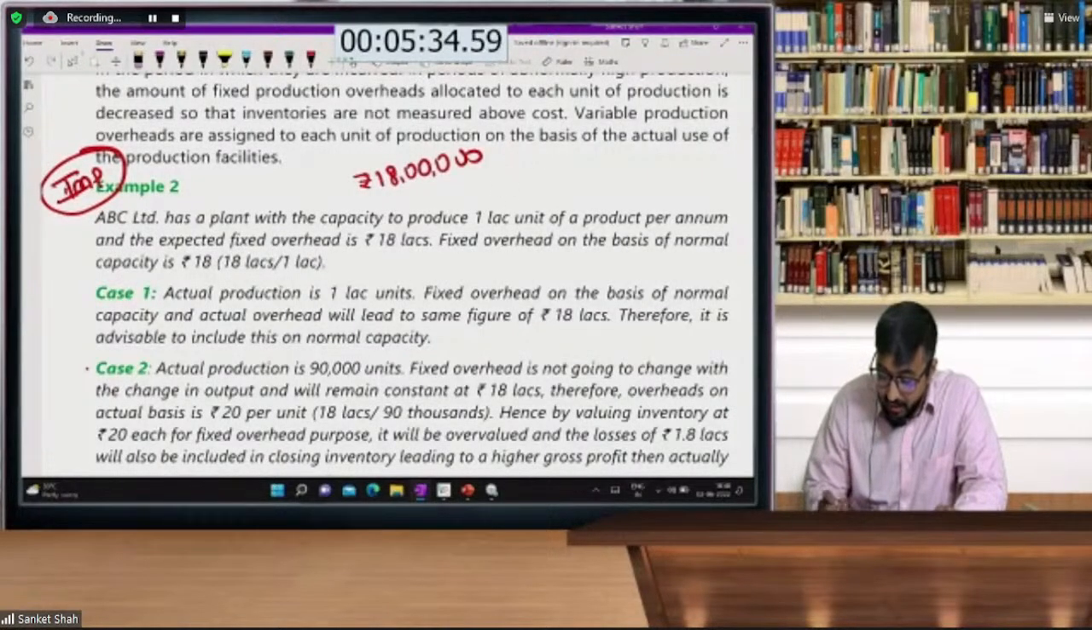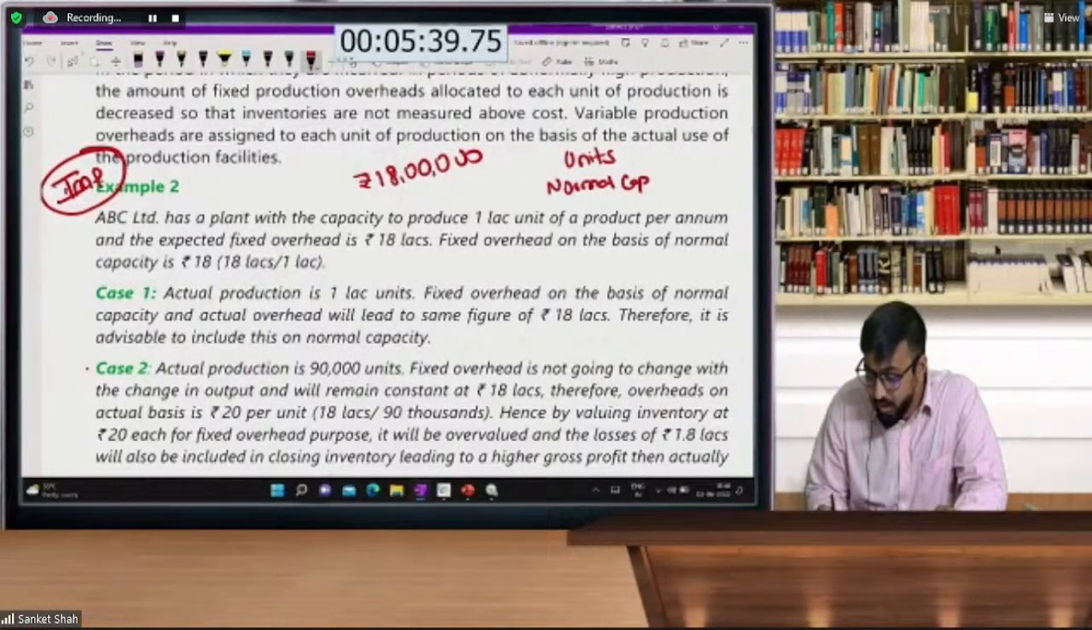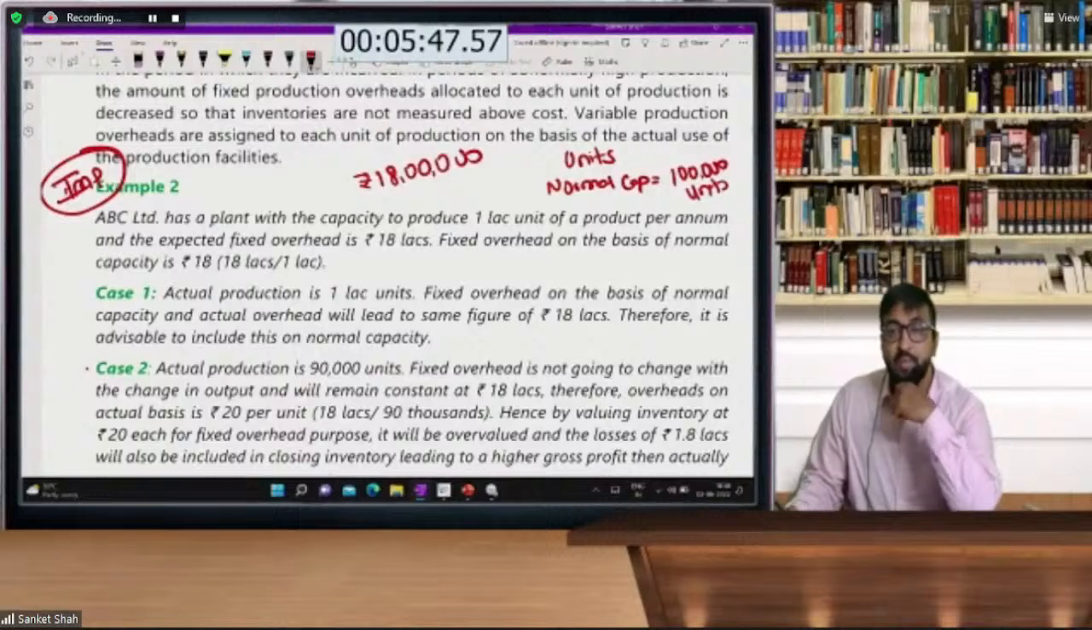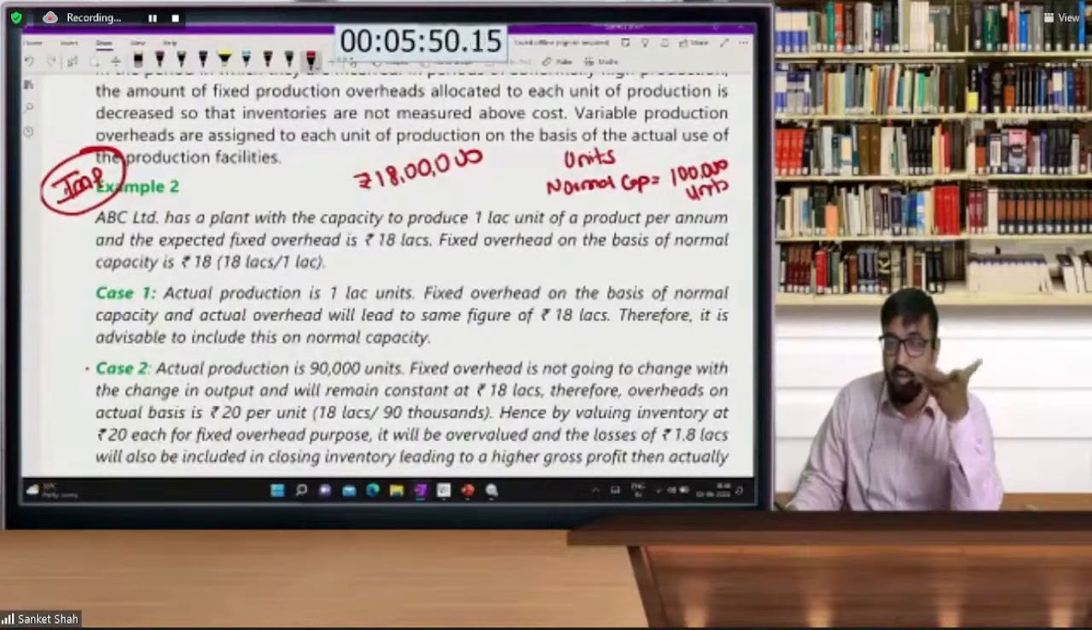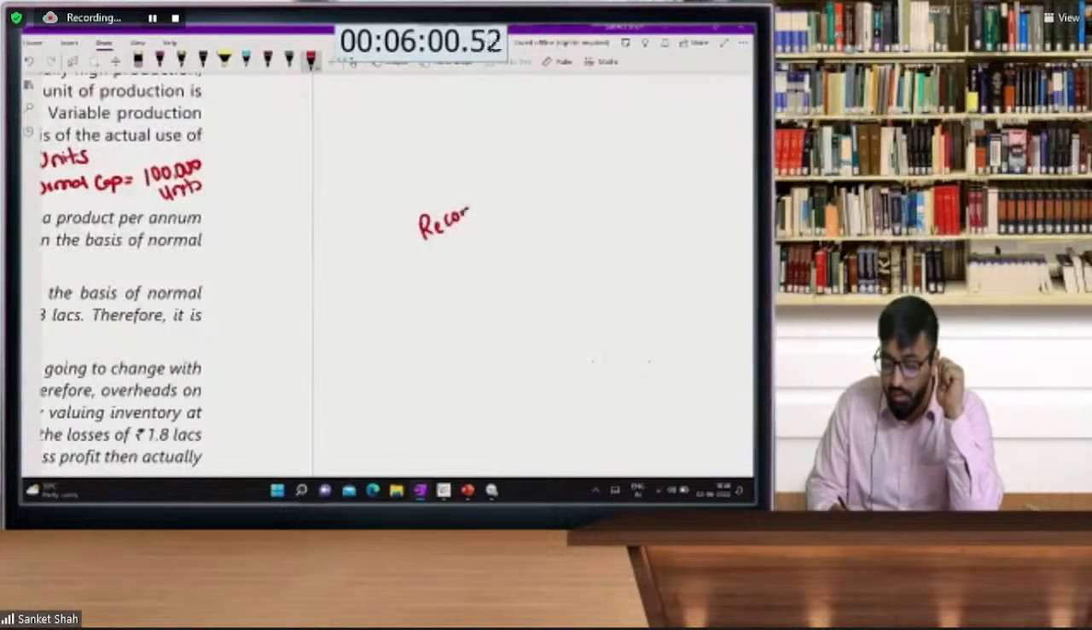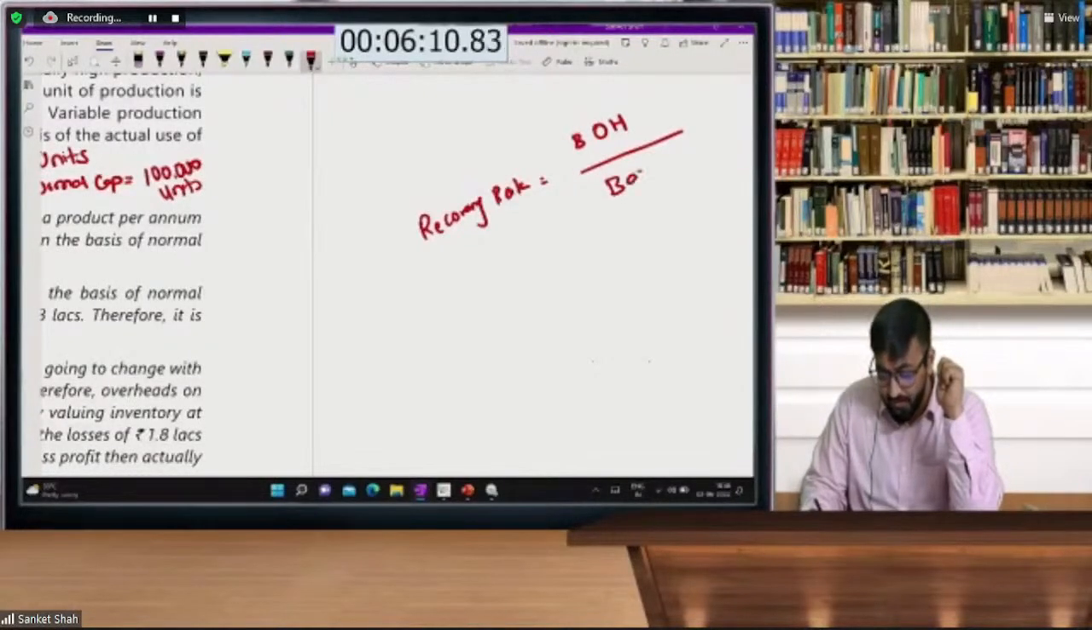Now units are there. There are 3 possibilities. Normally the production capacity of your plant and machinery is 1 lakh units. But now what happened? That it is a prediction. Whenever you are calculating fixed overhead in costing, you are aware of the recovery rate calculation. So what is recovery rate? Recovery rate is nothing but budgeted overheads divided by basis.